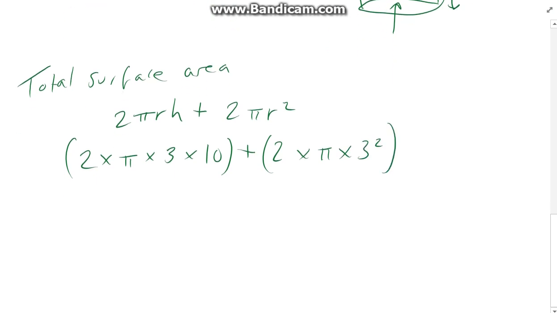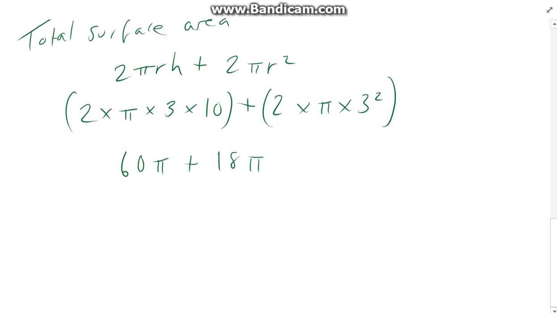So go to your calculator, so 2 by 3 by 10 is going to be 60 pi, plus 2 by 3 squared would be 2 by 9, which would be 18 pi, which gives us 78 pi. So it's area, remember, it's still area, so you should know your units are going to be centimetres squared.